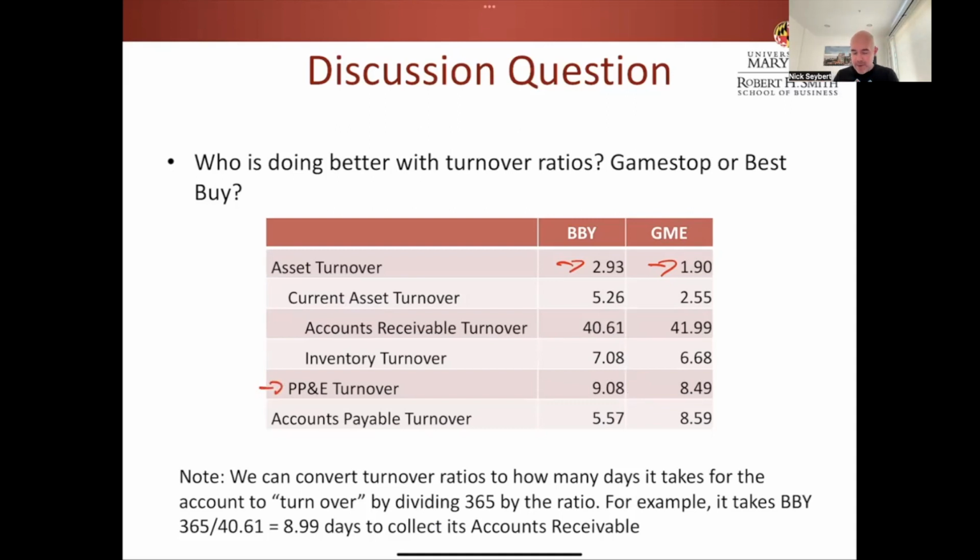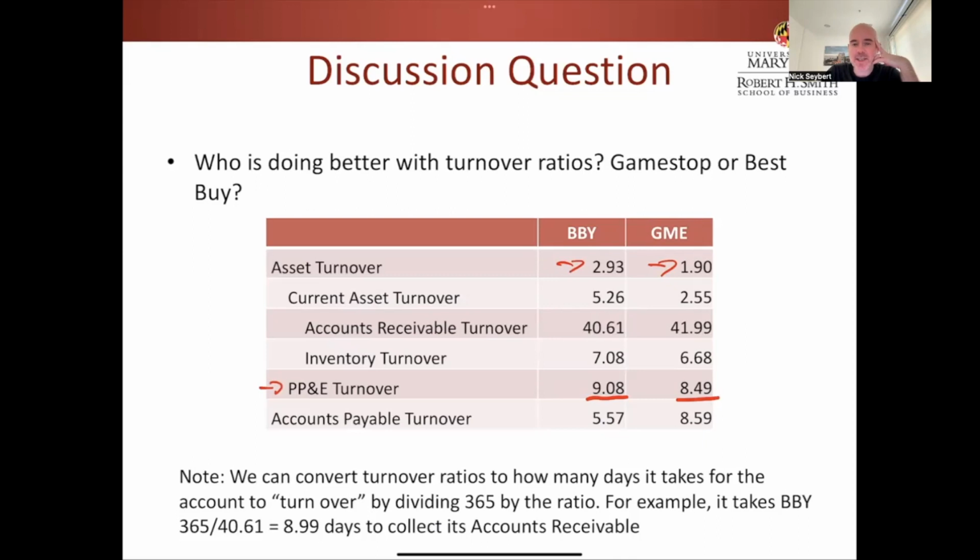Is Best Buy doing better than GameStop? So for most turnover ratios, the higher the better, because it means they're turning over more frequently, right? They're generating more sales. Yeah, 9.08 is in fact higher than 8.49. Is it extraordinarily higher? No, it's not even 10% higher. It's like 5% higher or something, right? Just eyeballing it. So yes, Best Buy is managing its PP&E a little more efficiently, but nothing insane.